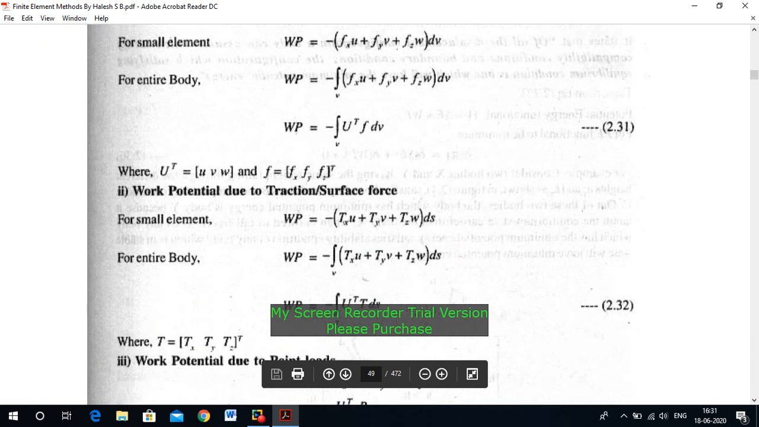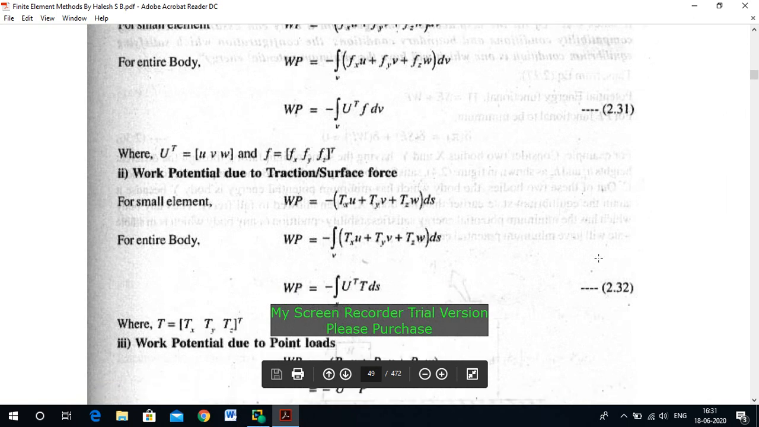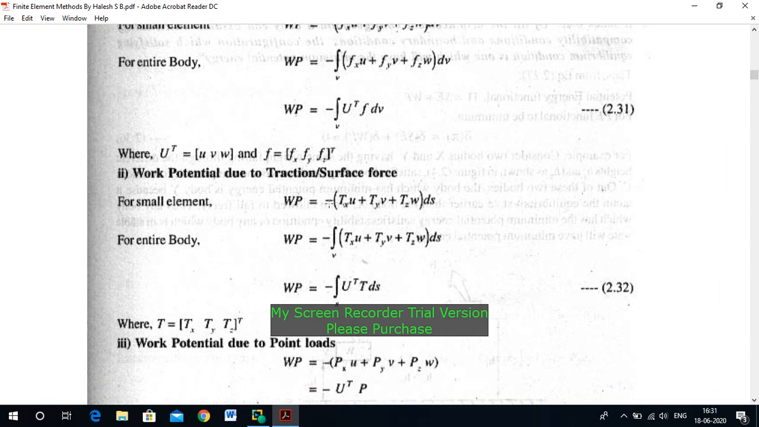And the second type of force is called traction or surface force. The work potential due to traction force, if you consider a small element in the 3D elastic body, is on the system, minus sign. The tractions are the forces acting on the 3D elastic body in x, y, z direction, Tx, Ty and Tz, and the displacements corresponding to x, y, z due to the traction force are U, V and W. Considering surface force, the work potential for a small element is equal to minus Tx into U plus Ty into V plus Tz into W into dS.